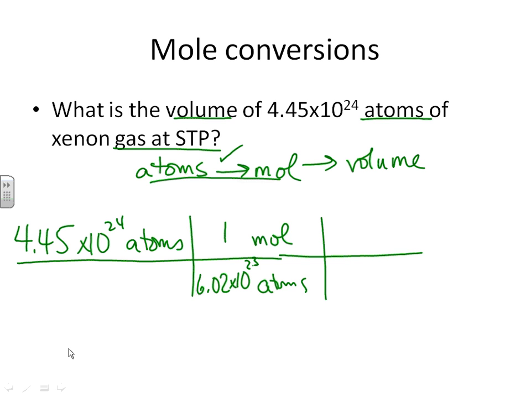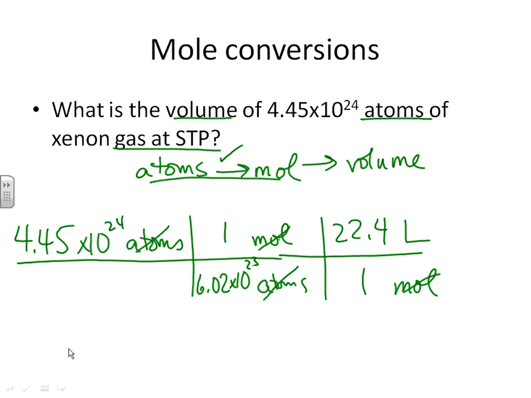But we don't have volume. The problem is asking us for volume, so we're going to extend our T-chart. We're going to take the mole that's on top here and drop it down to the bottom. It's asking for volume, so we can do liters. Plug in the numbers. For every 1 mole, there is 22.4 liters of the gas. So moles cancel. Atoms had already canceled out. And again, you're going through and doing that math.